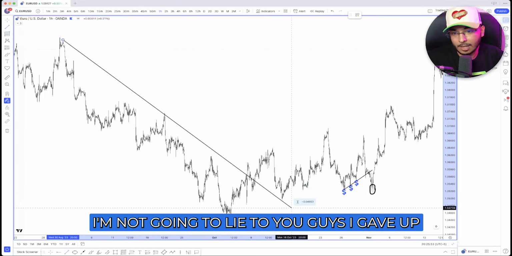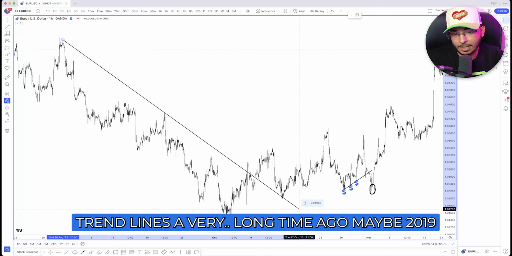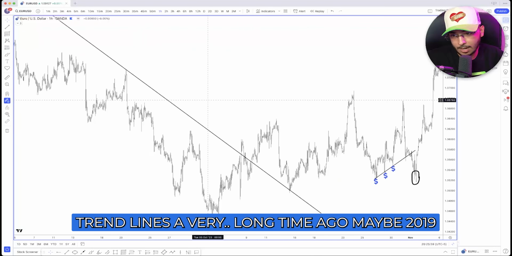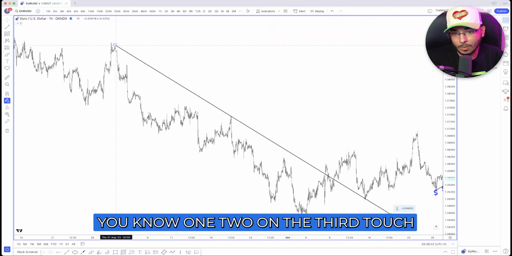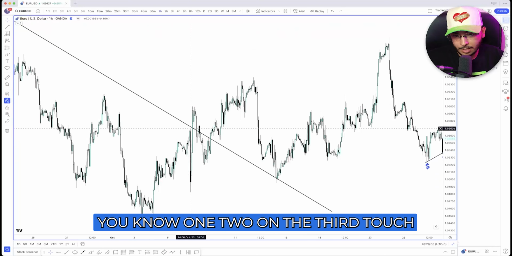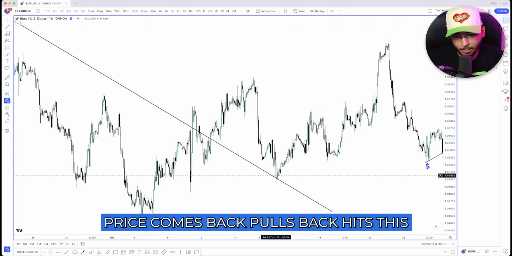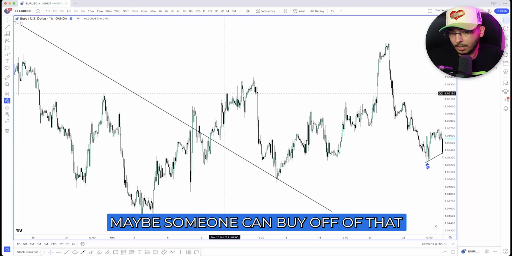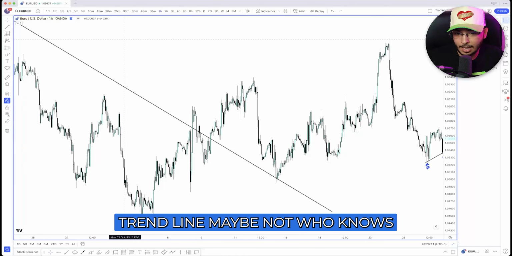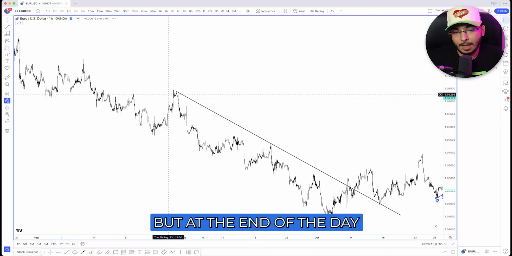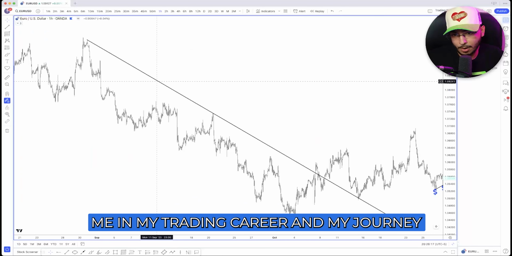Me personally, I'm not going to lie to you guys, I gave up trend lines a very, very long time ago. Maybe 2019. But even in this example, 1, 2, on the 3rd touch, you have the break, price comes back, pulls back, hits this. Maybe someone could buy off of that trend line. Maybe not. Who knows?